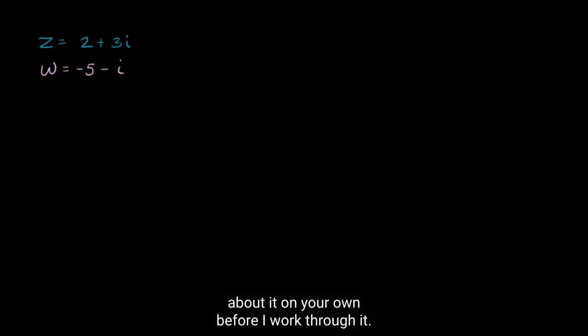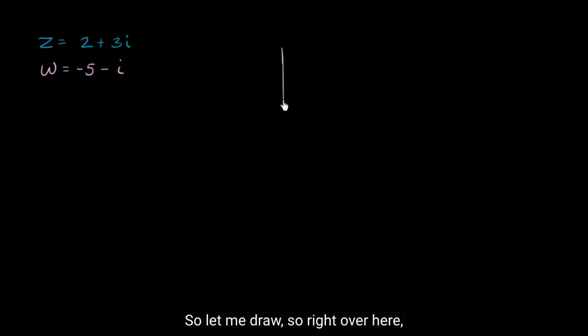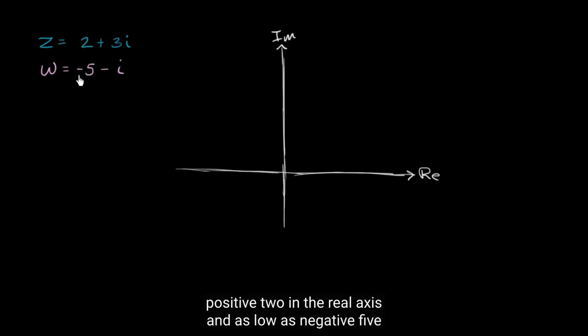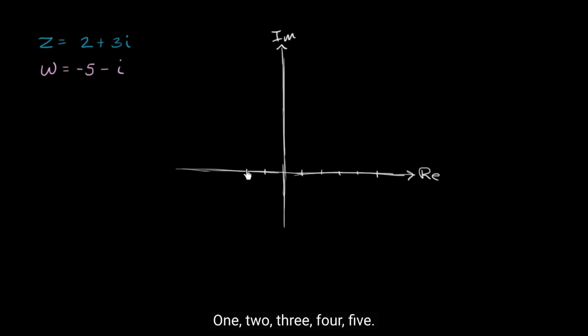So I encourage you to pause this video and think about it on your own before I work through it. So let's first try to plot these on the complex plane. So let me draw, right over here, our imaginary axis, and over here, let me draw our real axis right over there. And let's see, we're going to go as high as +2 on the real axis and as low as -5 along the real axis. So let's go 1, 2, 3, 4, 5, 1, 2, 3, 4, 5.